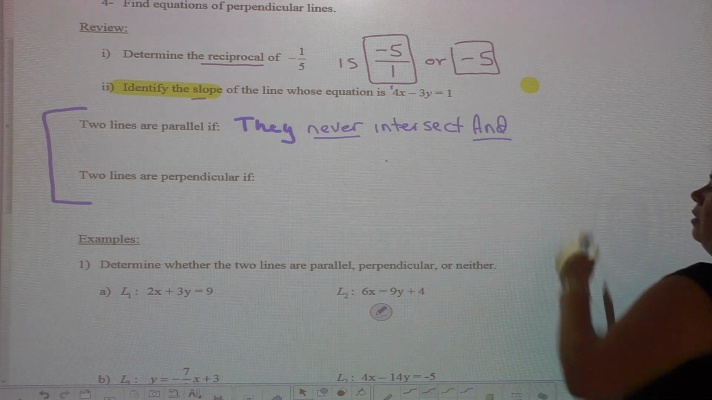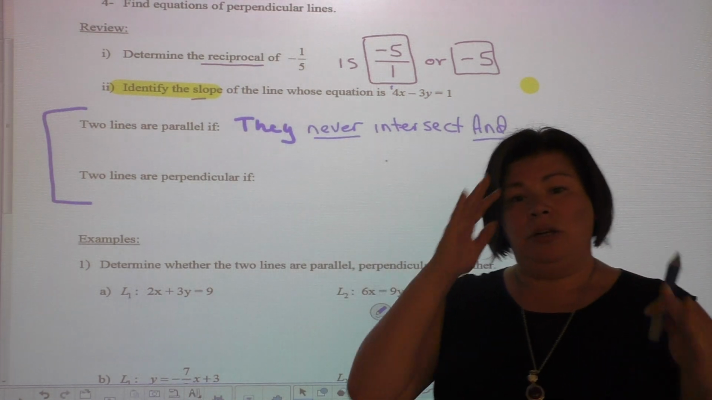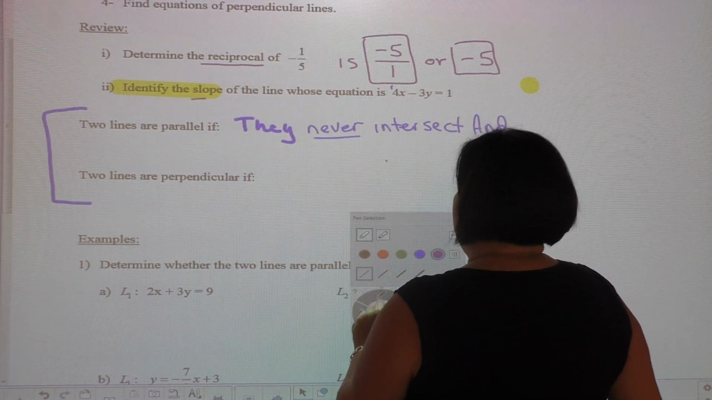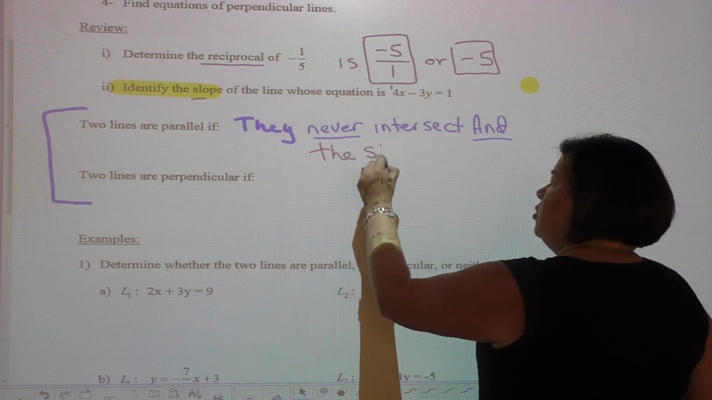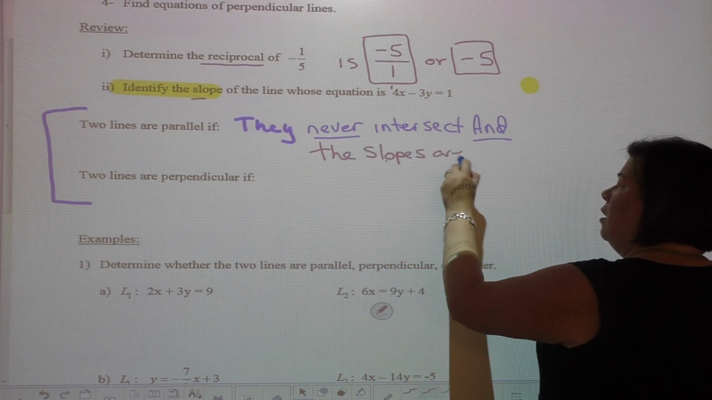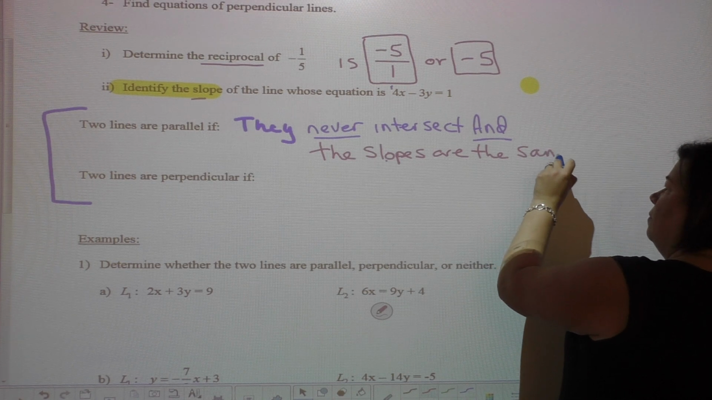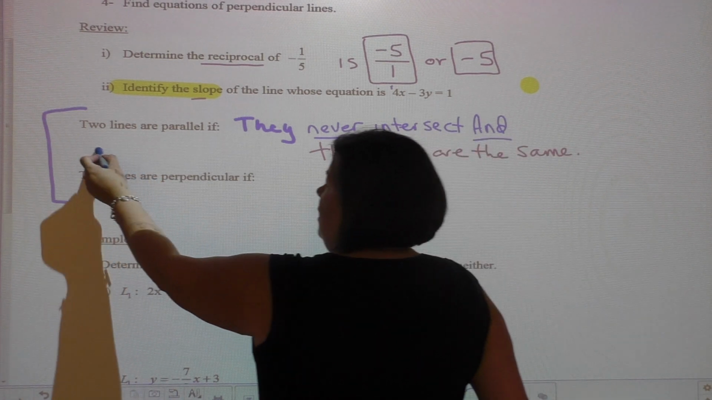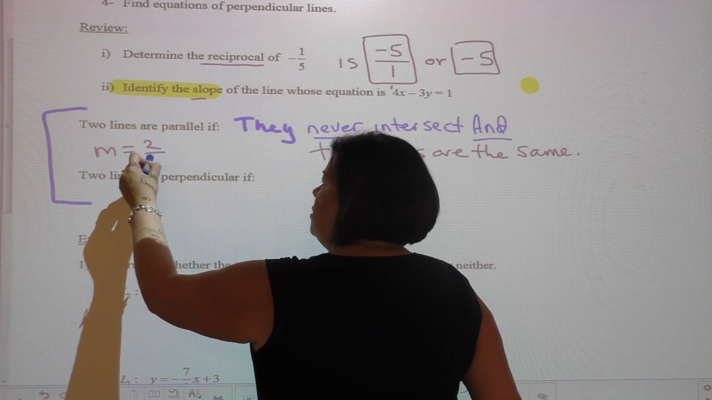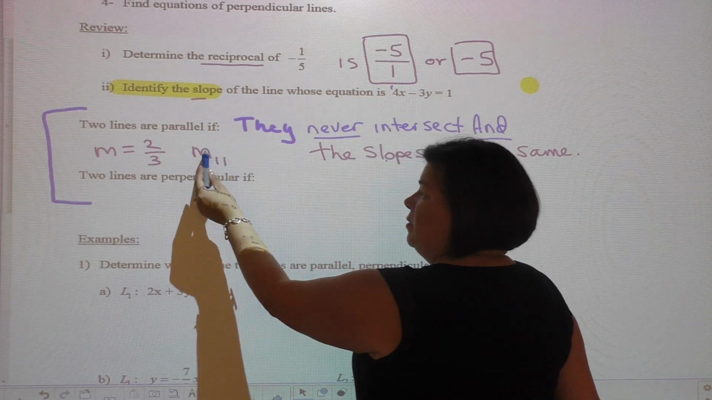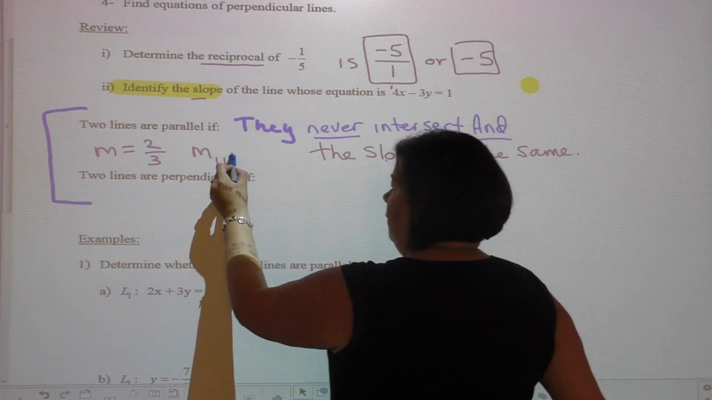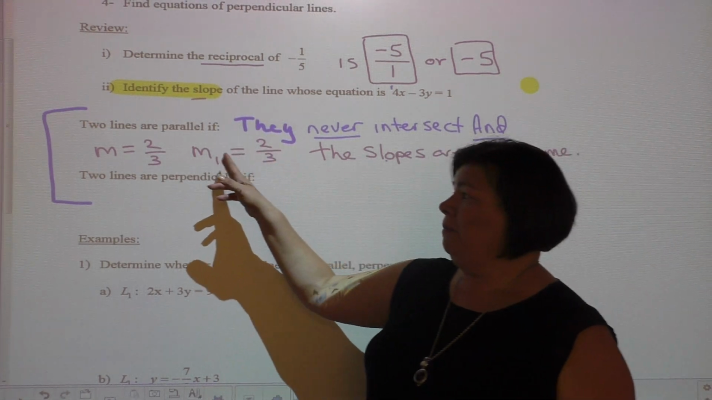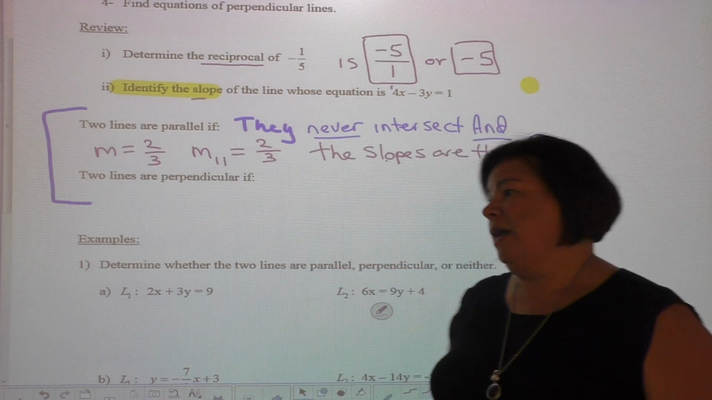And so what has to be the same is their rate of change. And another word for rate of change is slope. So we're going to say, and the slopes are the same. So they're equal. They're exactly the same. So in other words, let's say I had a slope of 2/3. Then the slope parallel, there's my symbol for the slope parallel to that line, must also be 2/3. Okay? Because the slopes are the same, the lines are never going to intersect, the slopes have to be identical.